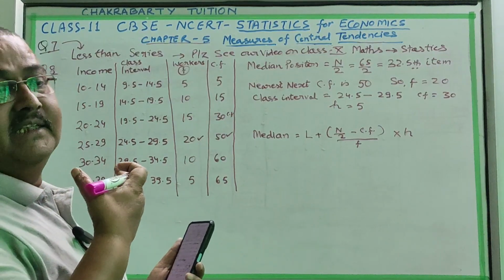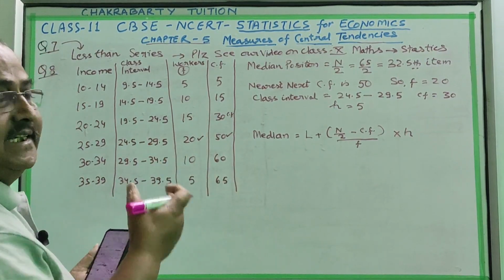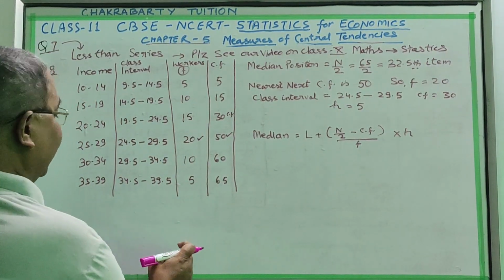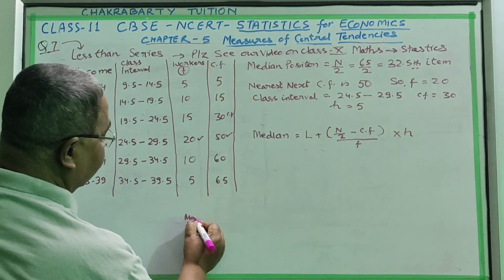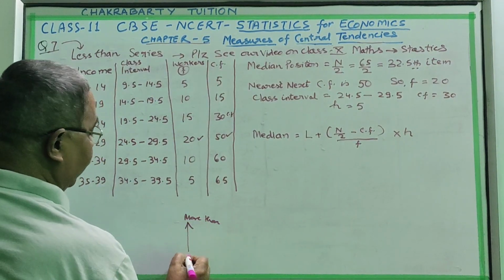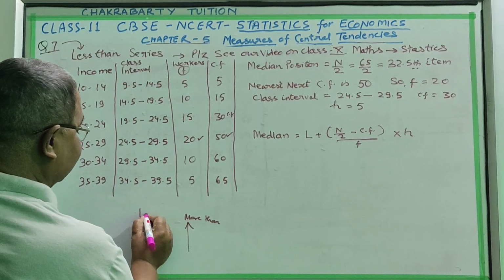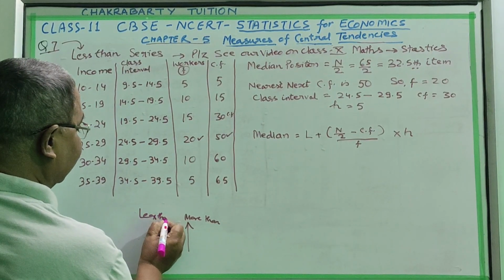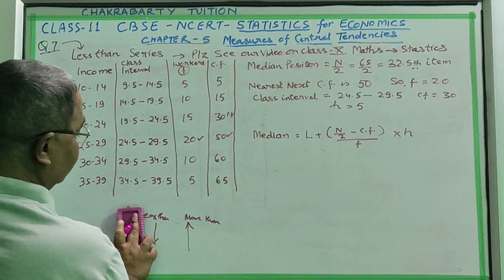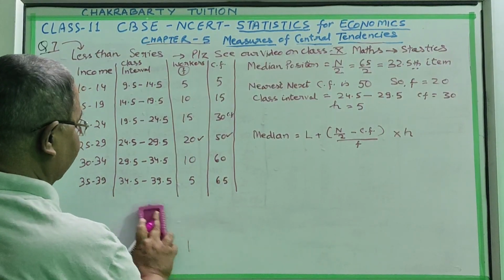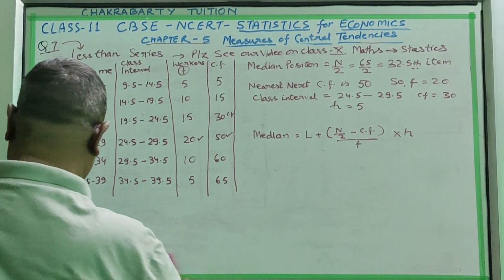And in the more than series, I have also told you that the arrow for more than goes like this. In the more than series, you have to reduce the frequency like this, and in less than, you reduce like this. That is the only difference. So you can make that and calculate it yourself, try it yourself also.